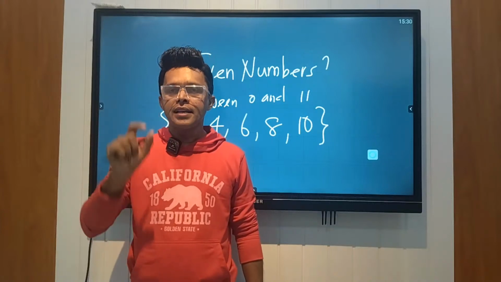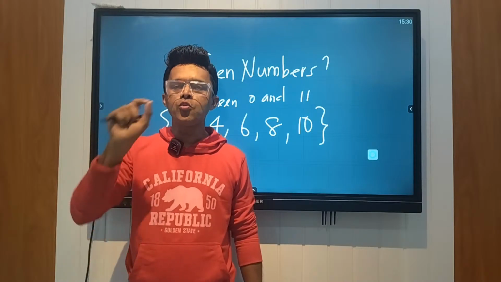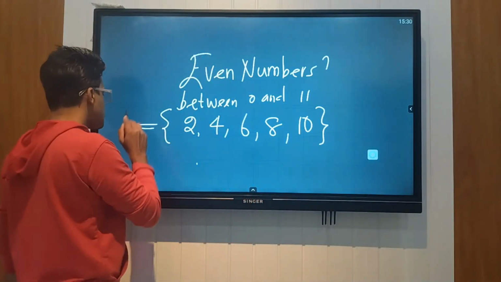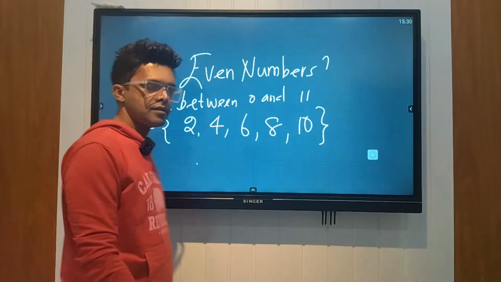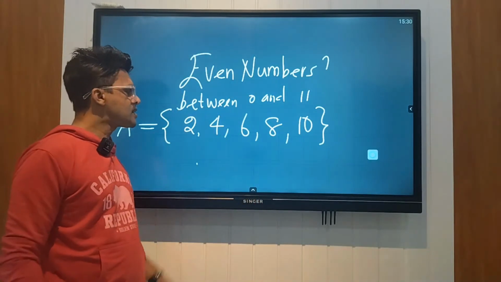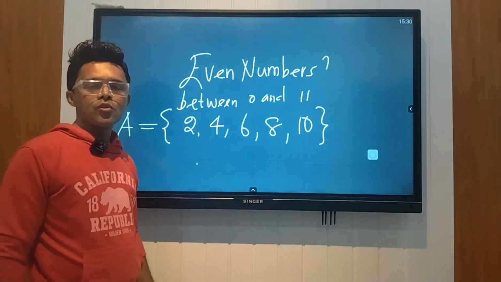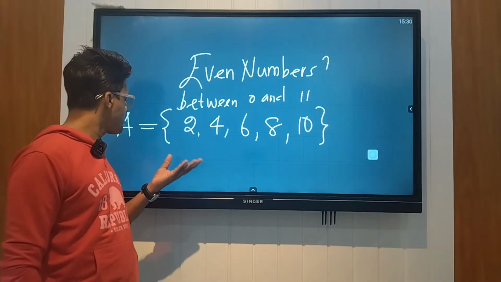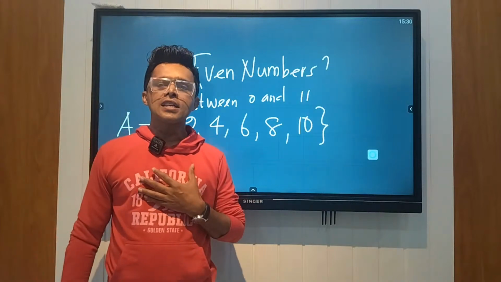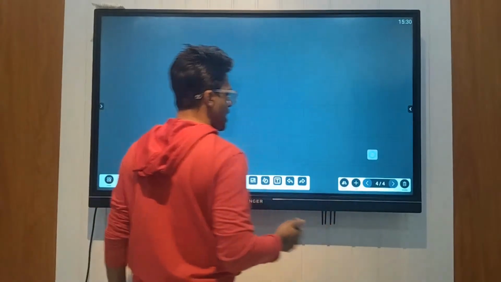Letters of the English alphabet, capital letters of the English alphabet, are used to name sets. Then we would name this set as capital A, the set A. So generally sets are named using capital letters of the English alphabet. Okay, so now you learned what a set is.